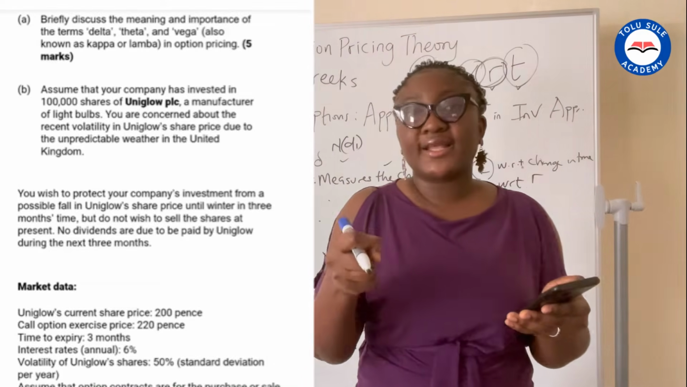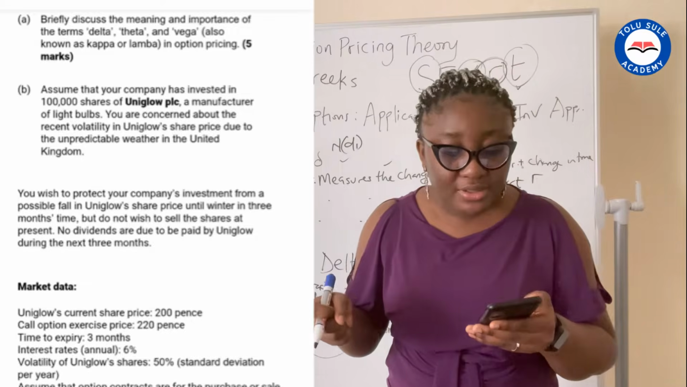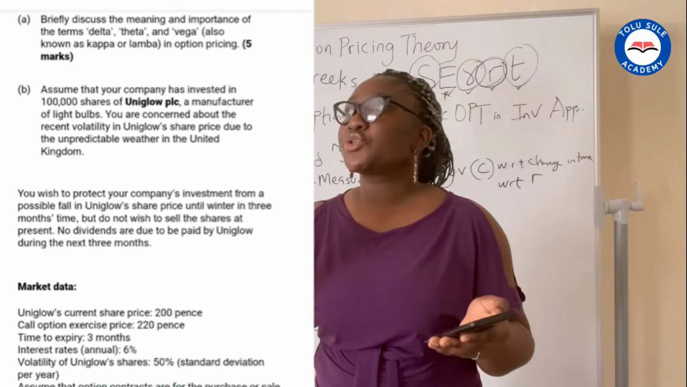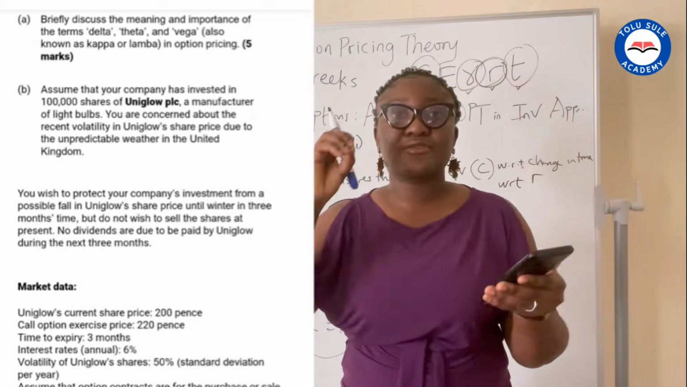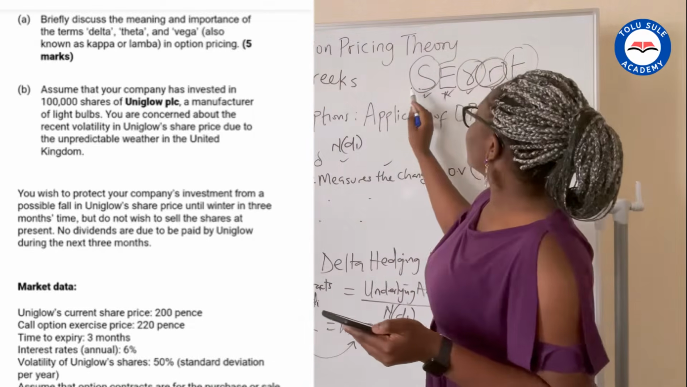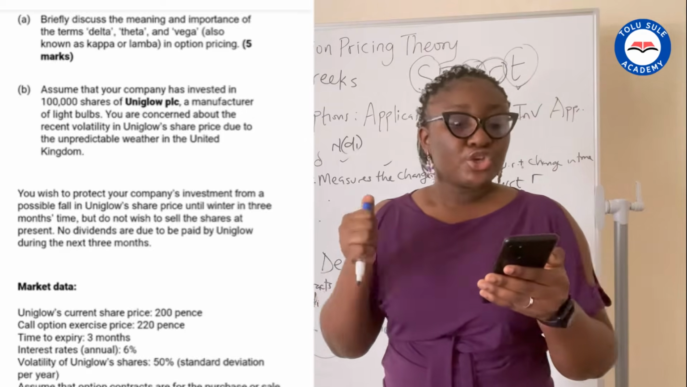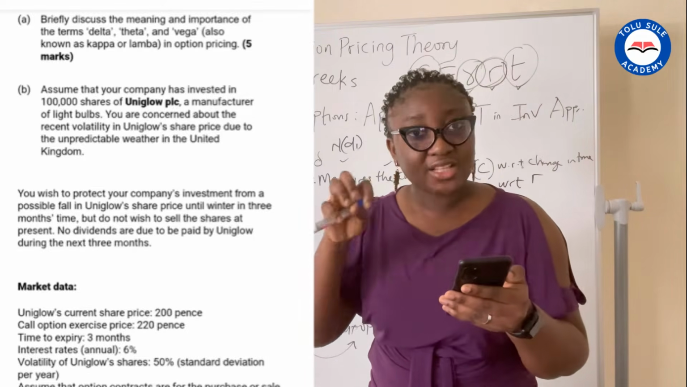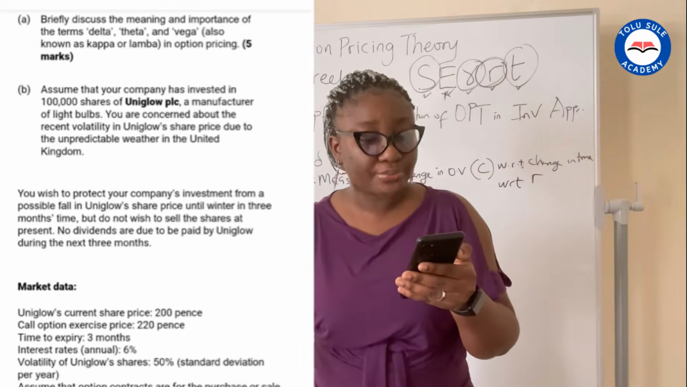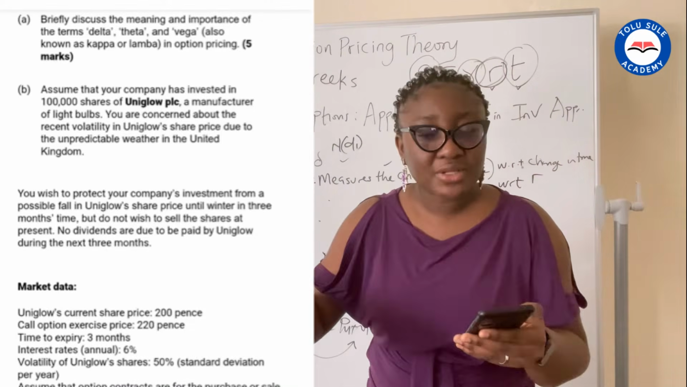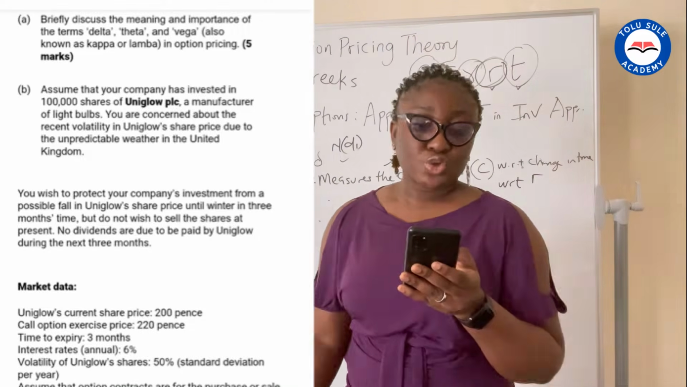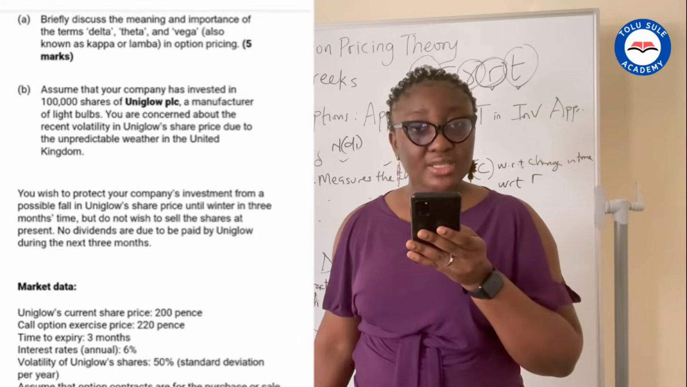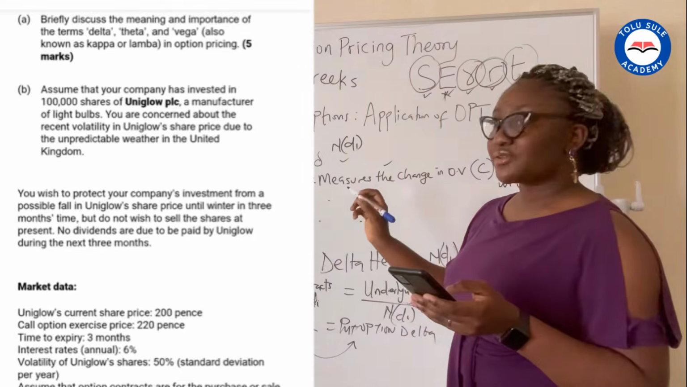So what is the underlying asset here? It's not bulbs, it's the 100,000 shares, okay? You see that they're not giving you information like "the underlying asset is this." It's from your understanding of the question that you will interpret these 5 variables. You wish to protect your company's investment, that's the 100,000 shares that your company has bought in Uniglo, right, from a possible fall. That's what we call delta hedging. So you wish to protect your company's investment from a possible fall in Uniglo's share price until winter in 3 months' time. Let's start defining our variables.